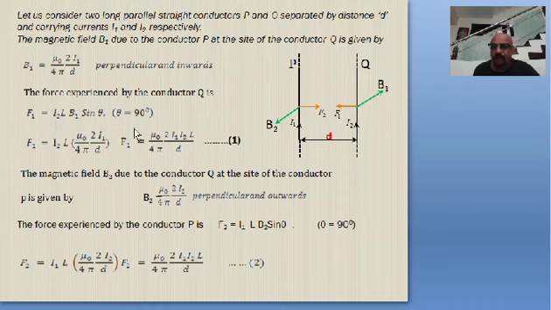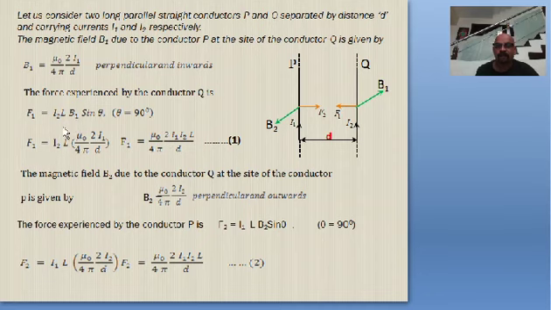Why have I taken I2? Because I2 is the current carried by the conductor Q, and L is the length. B1. Why B1? Because the conductor Q is in the magnetic field of B1. So the force experienced by conductor Q is F1. F1 is equal to I L B sin theta. I is I2, L is L only, B is B1, sin theta, theta is 90. Therefore we get this F1.